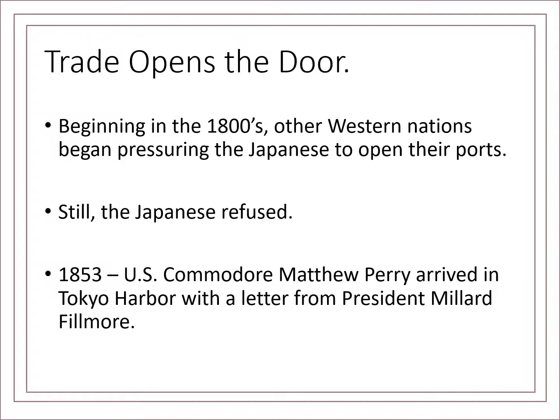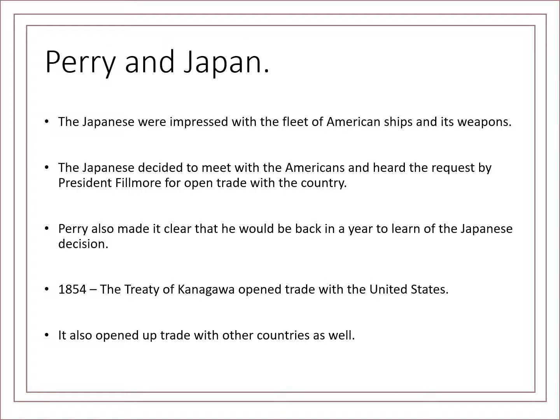Beginning in the 1800s, other Western nations began pressuring the Japanese to open their ports, and still the Japanese refused to do so. In 1853, U.S. Commodore Matthew Perry arrived in Tokyo Harbor with a letter from President Millard Fillmore. The Japanese were really impressed with the fleet of American ships and its weapons, all these cannons, and how these ships used steam and were moving quickly around the country. So the Japanese decided they really had to make a decision.